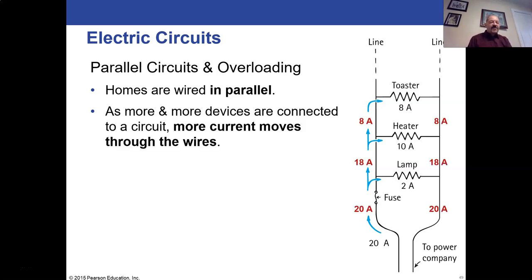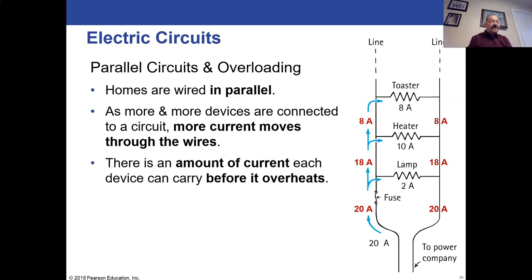So as you add more and more devices to it, there's going to be more and more current that's necessary, because remember, each parallel branch requires its own current to flow through. And so if you add more and more devices, more and more current has to flow through. Well, if you have too much current flowing through, your wires will start to overheat, especially the main wire that's going to all the other wires.